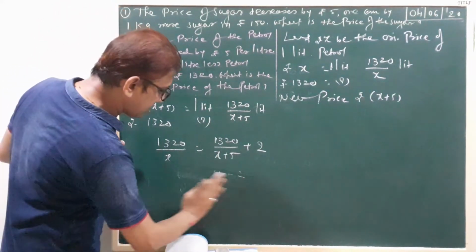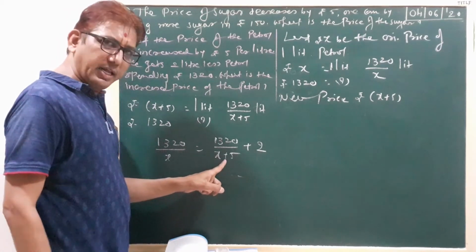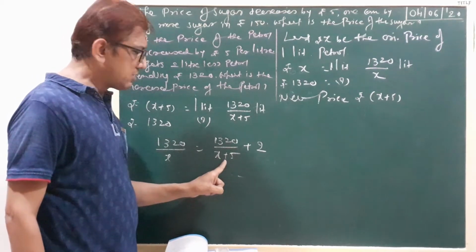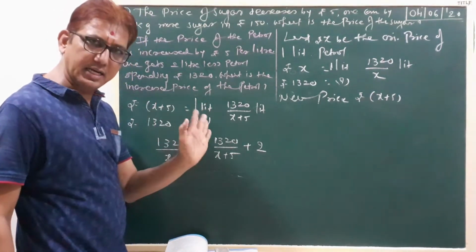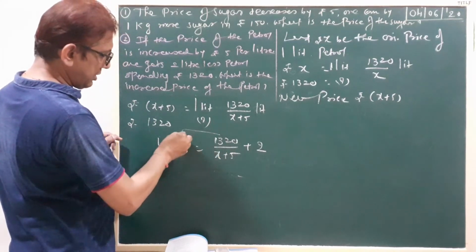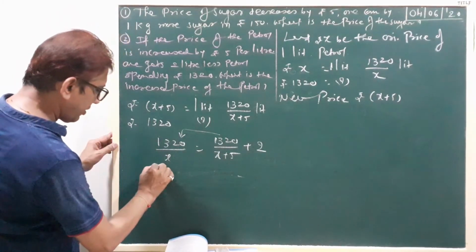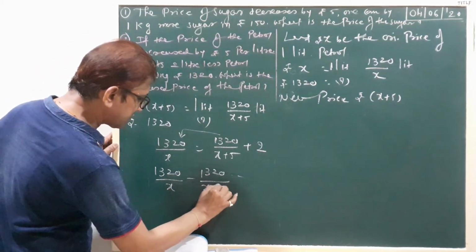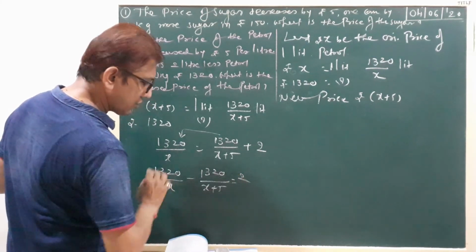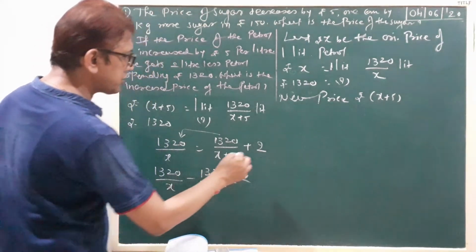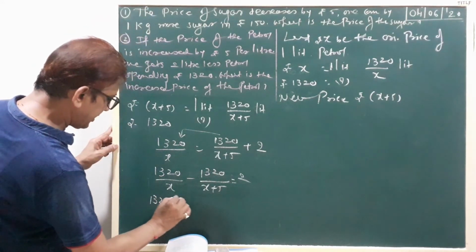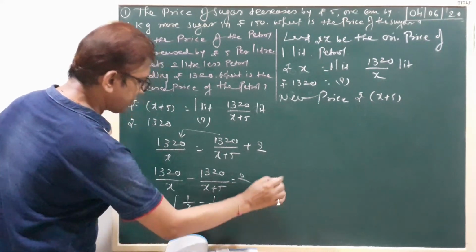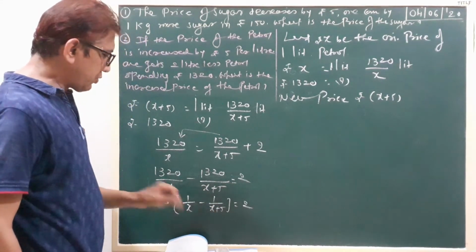Our concept is what I already explained in this equation: if we have a plus sign, we write a plus sign, and if we have a negative sign, we write a negative sign. Is that clear? Okay. Now the left side: 1320 upon x minus 1320 upon x plus 5 equal to 2. Clear? Now 1320 is common, so 1 upon x minus 1 upon x plus 5 equal to 2/1320. Now cross multiplication here.